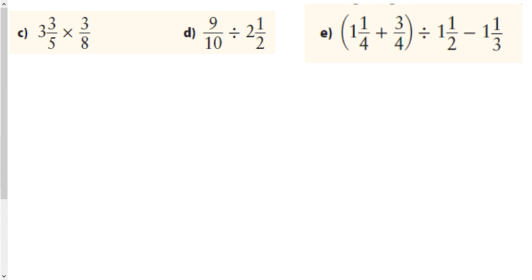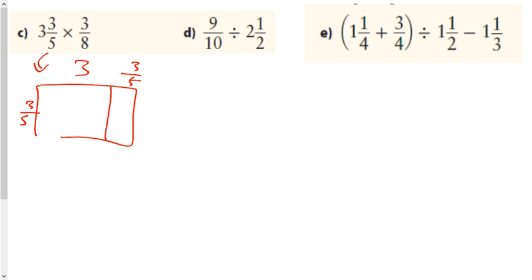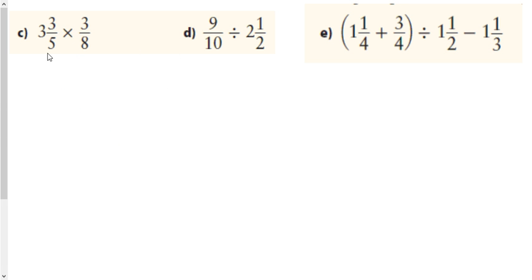The next 3 parts, C, D, and E of that same question, are the multiplication of a mixed fraction and a proper fraction. Again, you could technically use 3 and 3/5 here and 3/8 here. Multiply 3 and 3/8 to get the answer to this. Multiply 3/5 and 3/8 here. Add them together. You get your product, but a much more efficient way is to convert your mixed fraction to improper and multiply it like this.